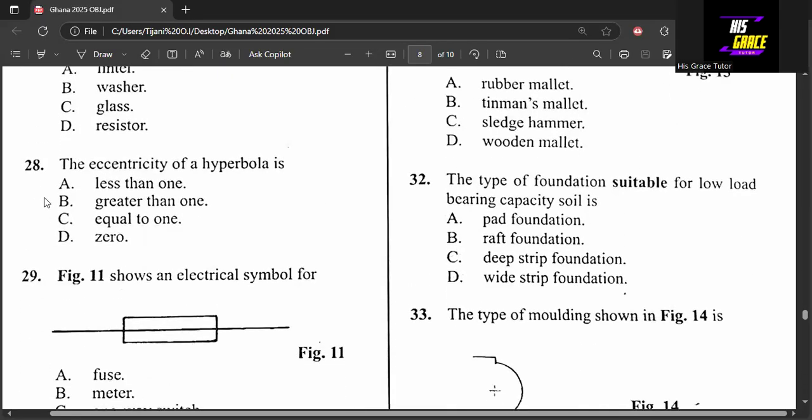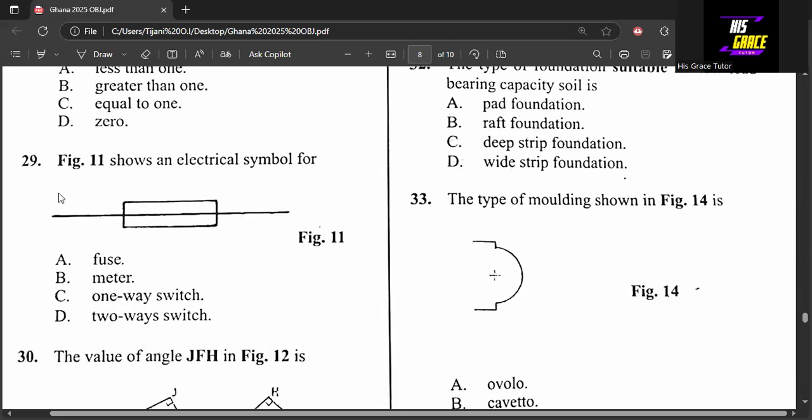Then question 28. The eccentricity of a hyperbola is greater than 1. That is option B. Then question 29. Figure 11 shows an electrical symbol for fuse. That is option B. Sorry, option A is the answer to that.